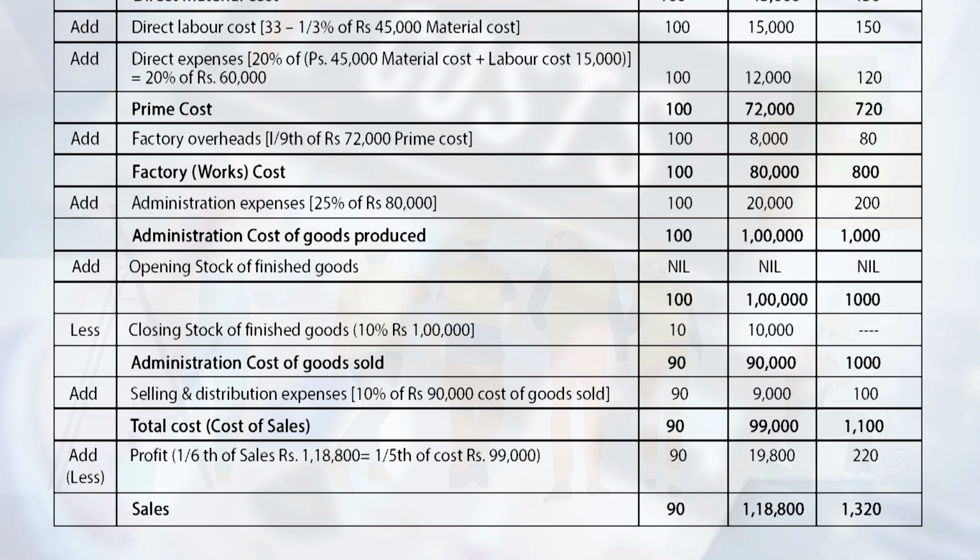In total cost of sales, add profit. Profit given is 1/6 of sales, that is, sales given is 1,18,800, and 1/5 of cost, that is rupees 99,000. We do not know the figure of sales, therefore we will apply 1/5 of cost 99,000, and the profit comes to rupees 19,800 and per unit profit is 220. Therefore, this gives us sales value of rupees 1,18,800 and per unit sale value is rupees 1,320.